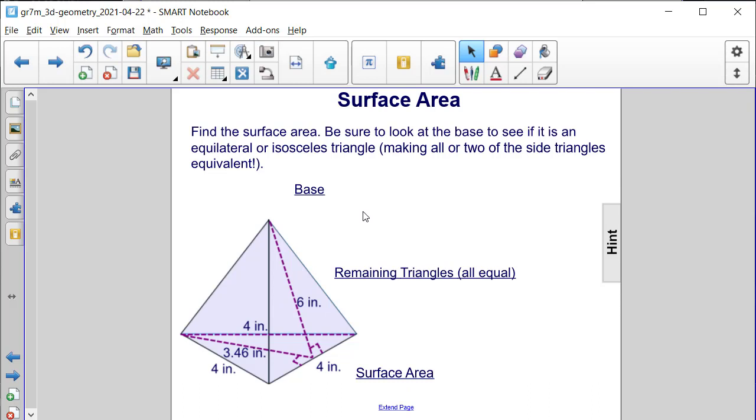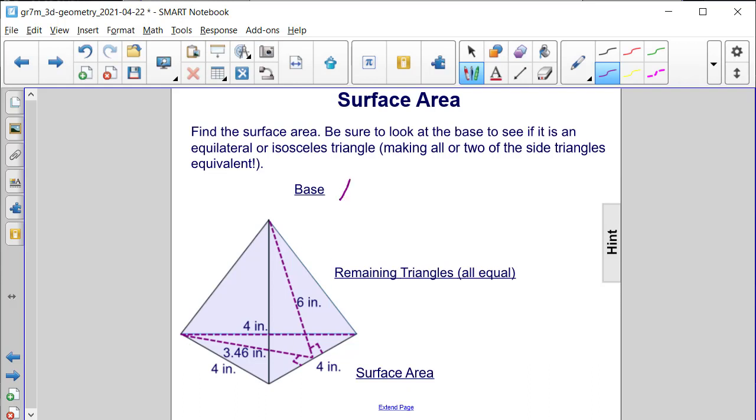Find the surface area of this triangular prism. Be sure to look at the base to see if it's an equilateral or isosceles triangle, which would make all or 2 of the side triangles equivalent. So first, let's look at our base. Our base actually is an equilateral triangle, so that's a good note for later, because we have 4 inches, 4 inches, and 4 inches going all the way around.